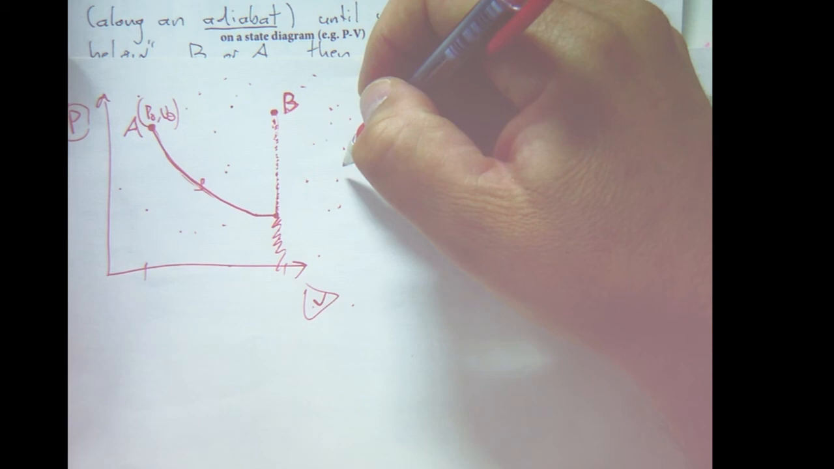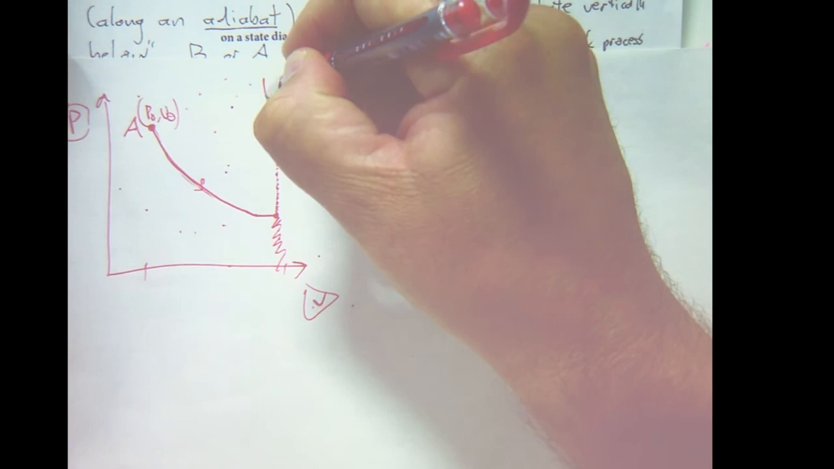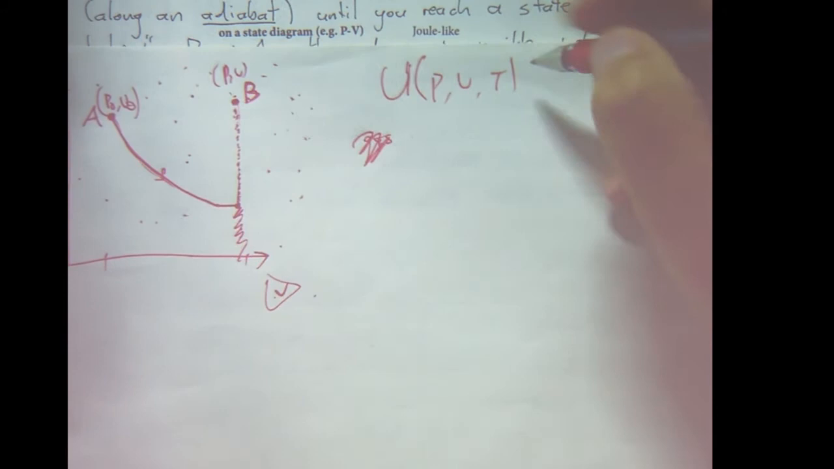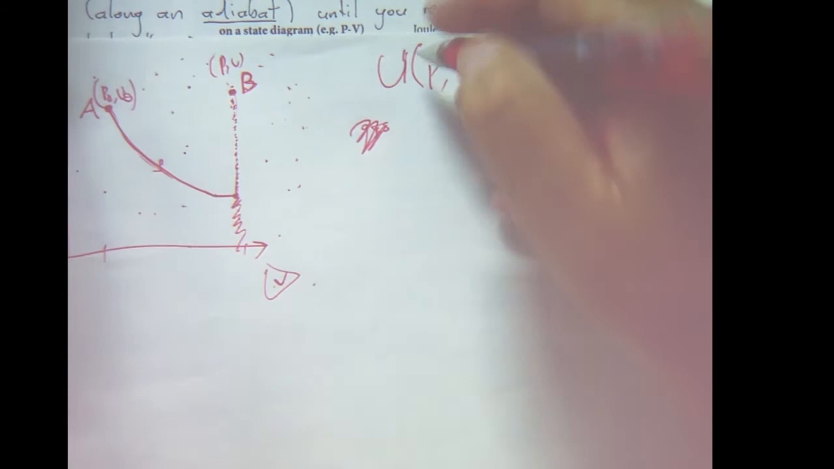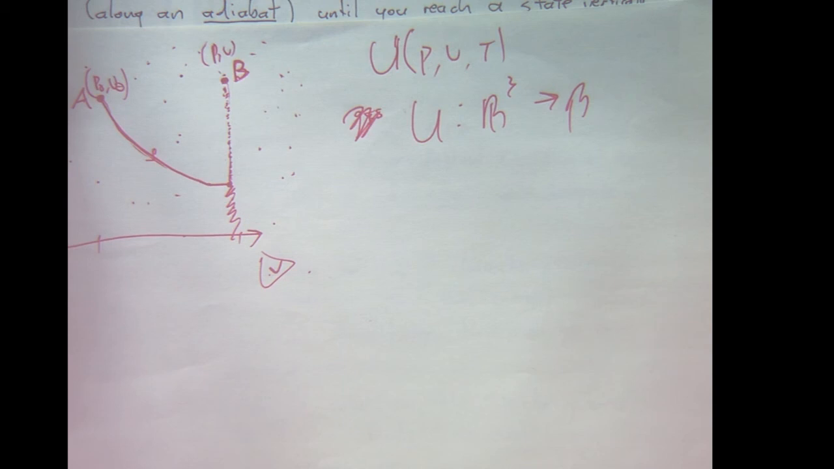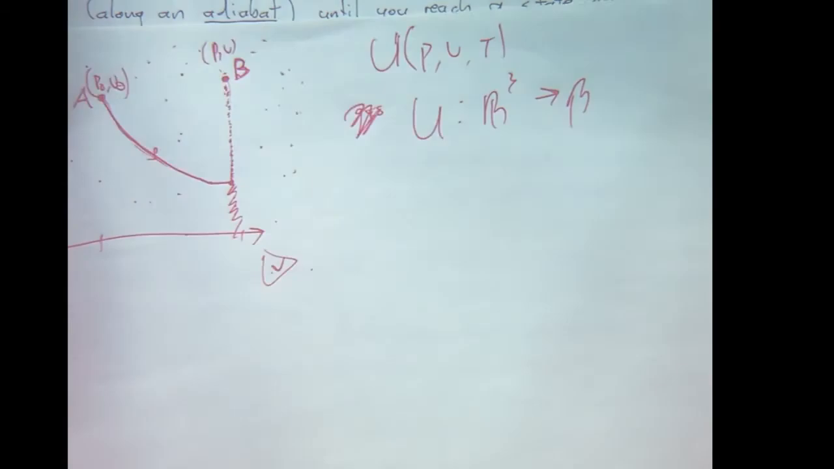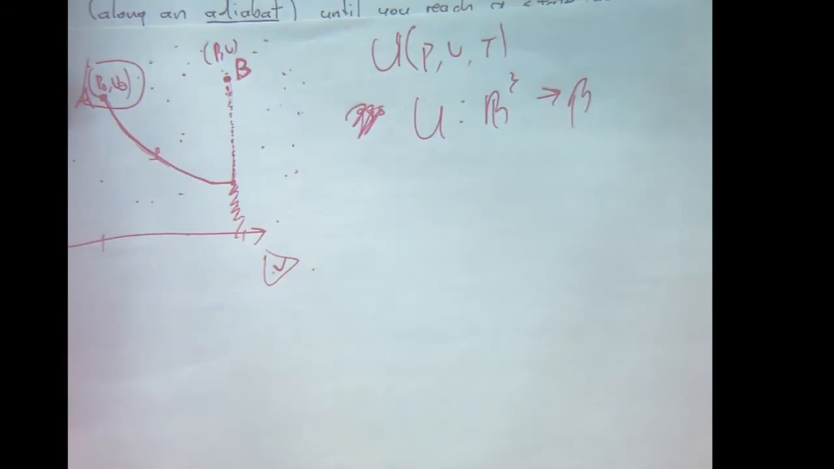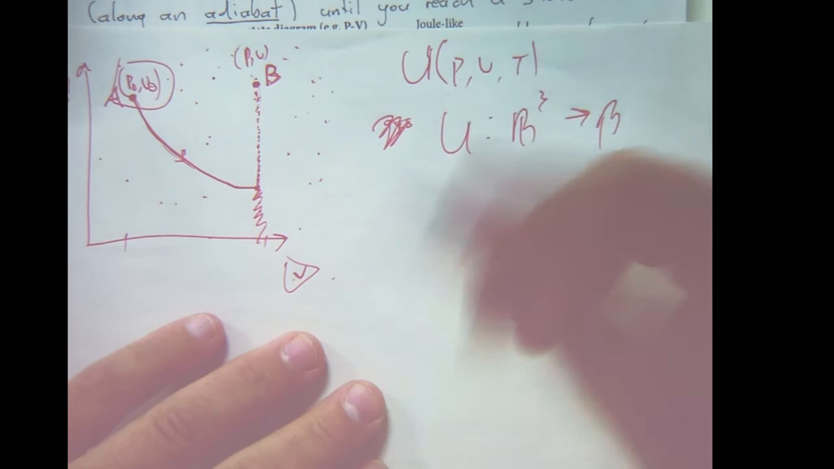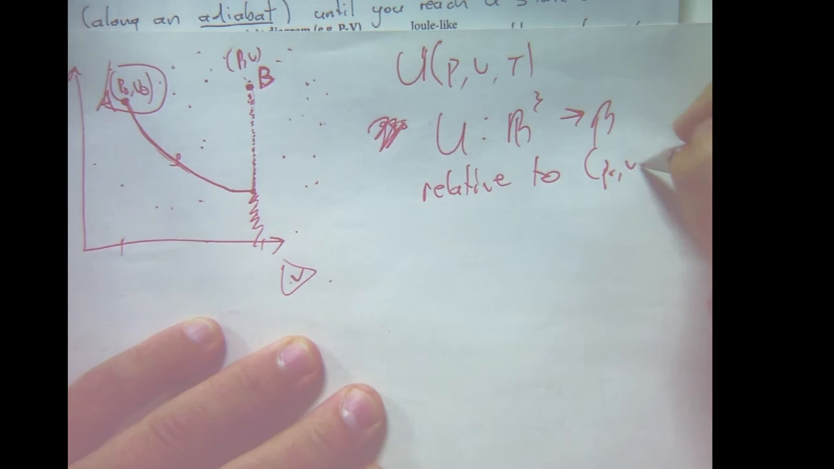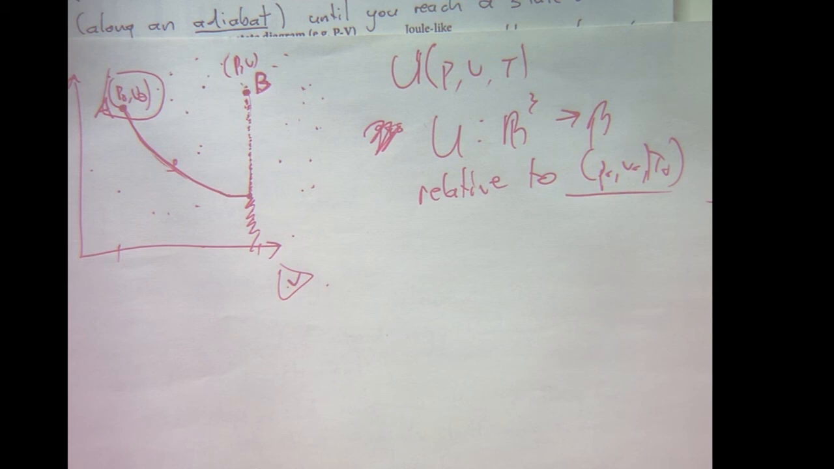We call that assignment U of PV, and there's going to be T as well, the function that assigns to every point in the plane, PVT, a unique number. This is a map from, in this case, R3 into R. It's a function, and it's a well-defined way. And the other thing is, it depends on your reference point, P naught, V naught. So, along with this function in thermodynamics, I must specify some reference P naught, V naught, and T naught, some reference point. If we had a different reference point, you'd have a different function, but that would be simply related.